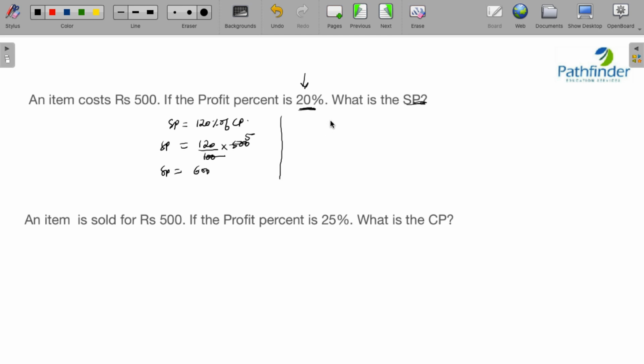Is there anything wrong in doing CP plus 20% of CP? There is nothing wrong in doing that. Just that this method will give you an answer in one step. जहाँ ये करने की ज़रूरत हो, वहाँ पे ये भी कर सकते हो. There is nothing wrong.